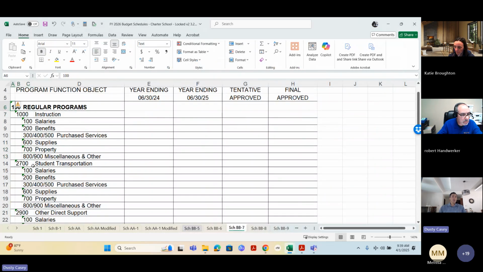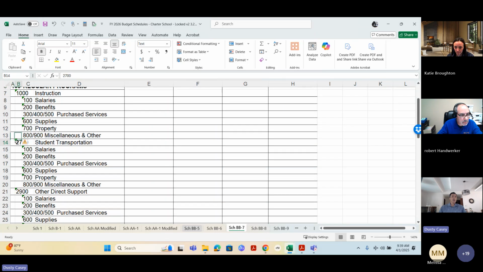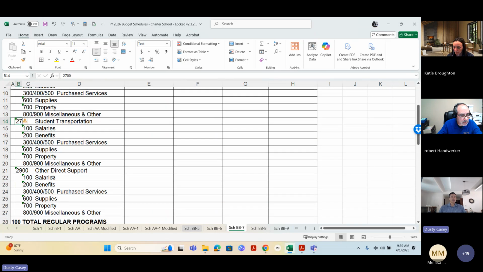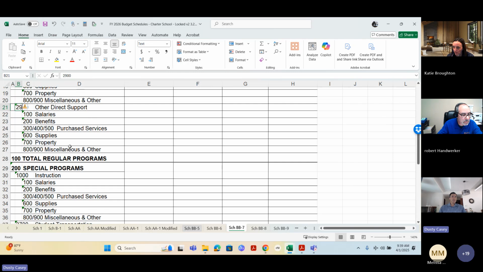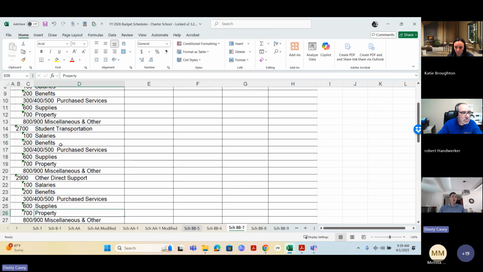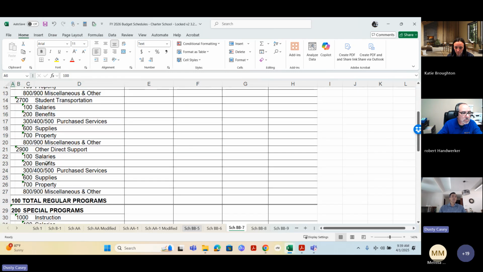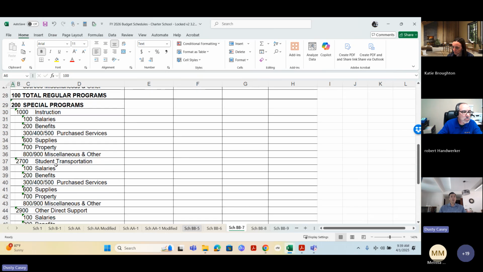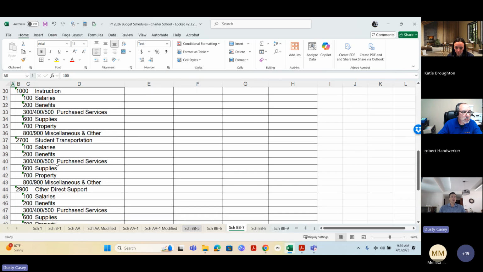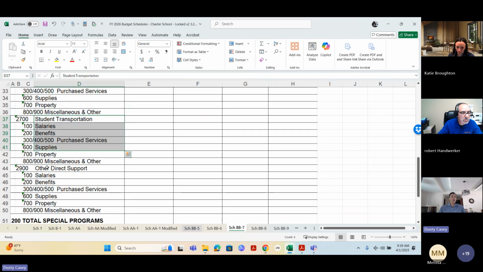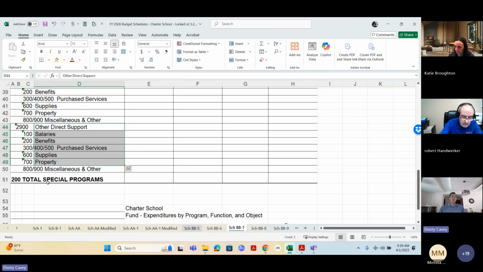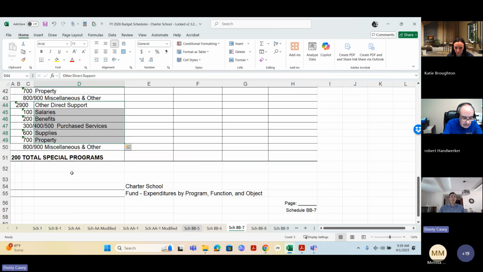So we start with program 100. You've got your 1,000 instruction, 2,700 student transportation. If you're paying for any transportation directly for students to and from school, that goes there. Other district support, generally you're not going to use this as part of your regular programs. Then when you go to special programs, this is a sum of all those 200 programs. Same exact thing, these just repeat themselves: instruction, student transportation, other support. Again, these 2,900 codes you generally won't use. So that's all that's on schedule BB7.